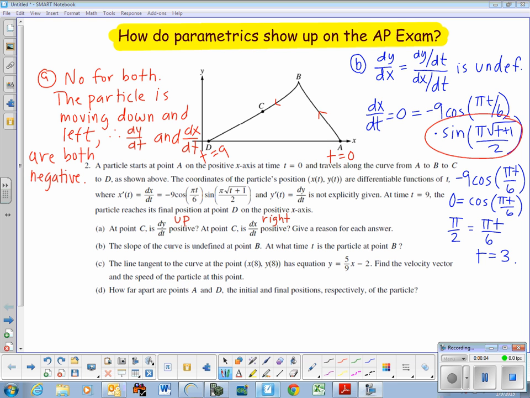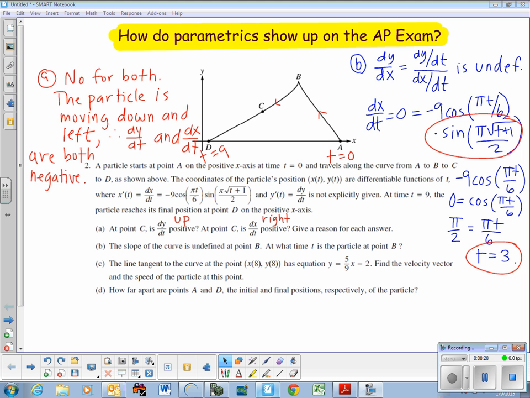Because think about it, 3 plus 1 is 4, square root is 2, the 2's cancel. Sine of pi equals 0. So time t equals 3, and you could confirm it on the sine part. There are no other locations, no other times where this is going to happen. So on your exam, it'd be a good idea to find 3 with both parts. But right now, we've found the one location, time t equals 3.